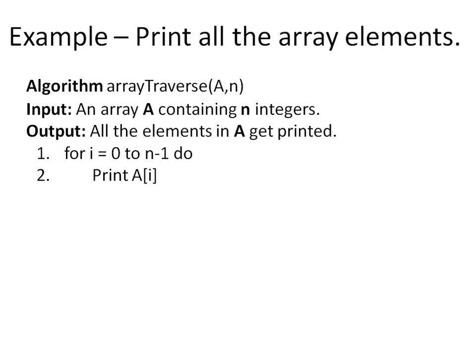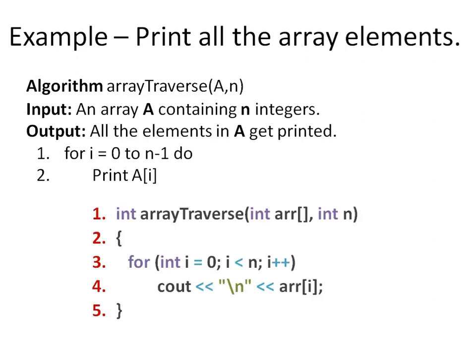We have to iterate from first to last index. Here we have started from index position 0. So the last index position comes out to be n minus 1. And in each iteration, we are simply printing the element present at index position i. The corresponding implementation in C++ language is also shown here. Talking about complexity, it comes out to be theta of n, as the for loop will execute for all the elements of an array.